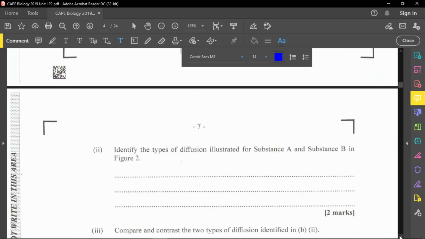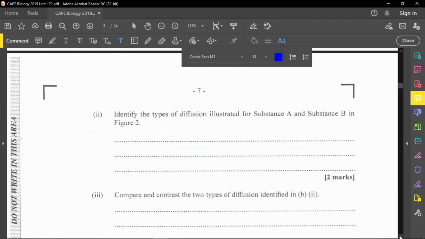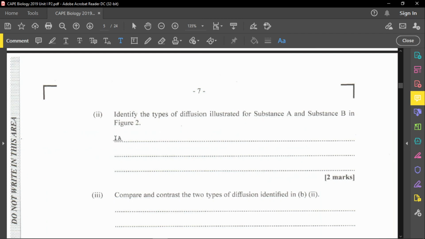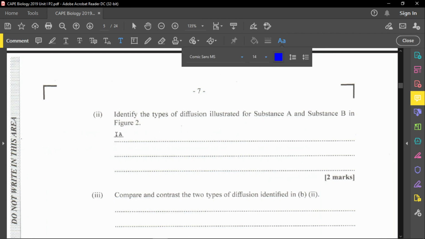All right, so here now we say identify the types of diffusion illustrated by substance A and substance B. We talk about that on the graph itself. We talk about simple and facilitated. So for graph A or substance A, it is simple diffusion. And for B, it is facilitated diffusion. All right, so awesome.